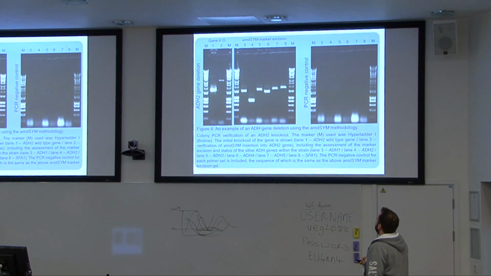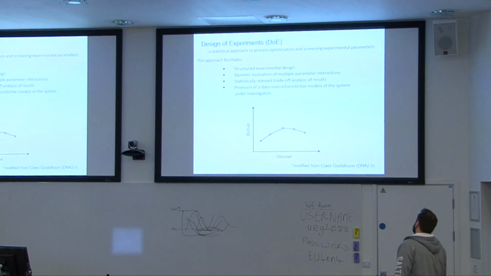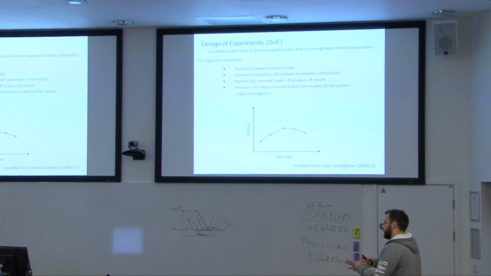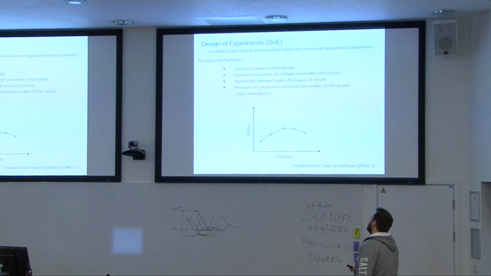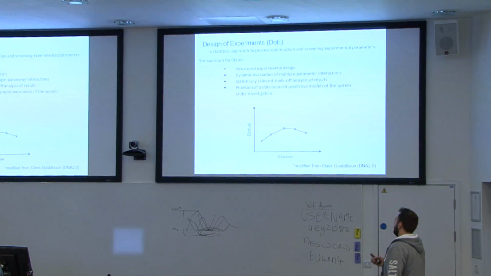The second methodology I'd like to talk to you about is an approach called design of experiments. Now this is used largely by chemical and process engineers to optimise and screen experimental parameters. It facilitates the design of experiments, and this really links towards a synthetic biology approach and high throughput screening. It really allows you to design your experiments and get as much relevant information as you possibly can in the shortest time. It allows a dynamic evaluation of multiple parameter interactions.